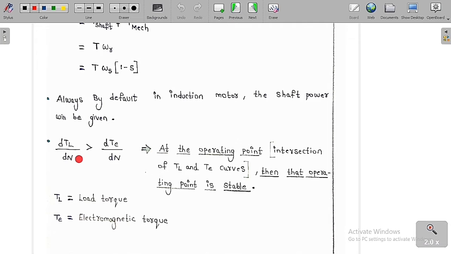Whenever the rate of change of load torque with respect to speed is greater than the rate of change of electromagnetic torque with respect to speed, then the operating point, which is the intersection of the load torque curve and the electromagnetic torque curve, is said to be a stable point. TL is called the load torque and T is called the electromagnetic torque.